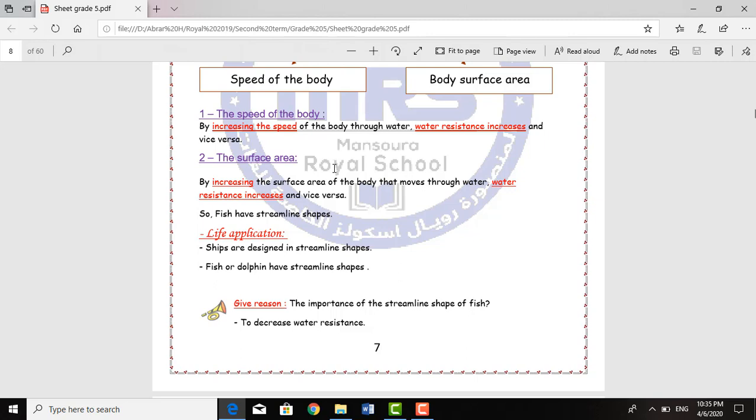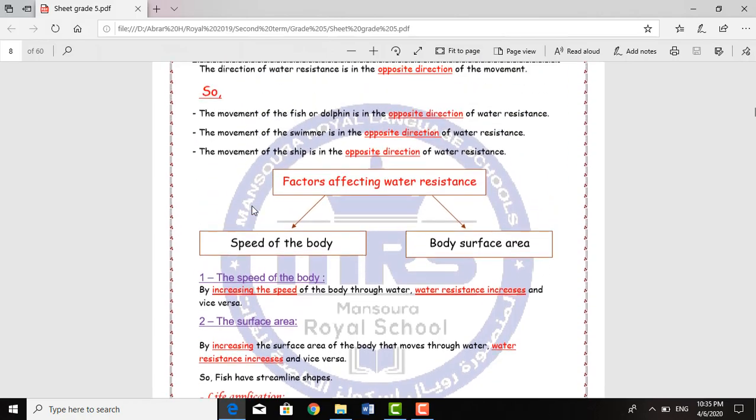Why do fish have streamlined shape? Why do ships have streamlined shape? To decrease water resistance. And how can the water resistance be decreased? By decreasing the surface area, so the water resistance decreases, so their speed increases. And this is all of the information about the friction force.